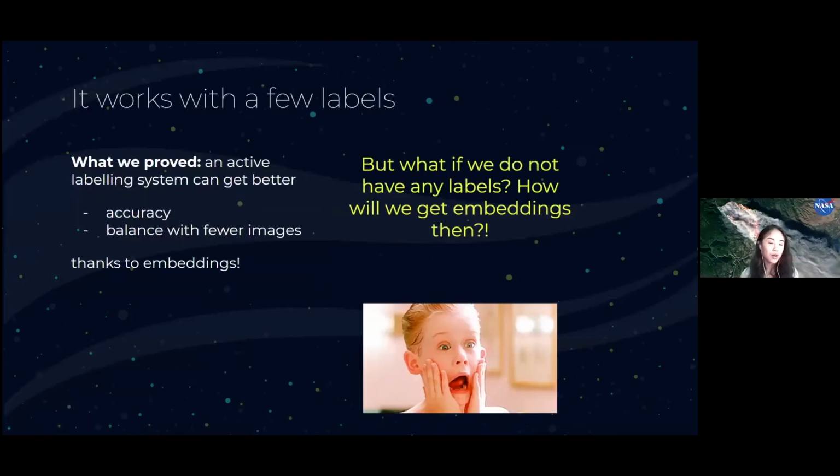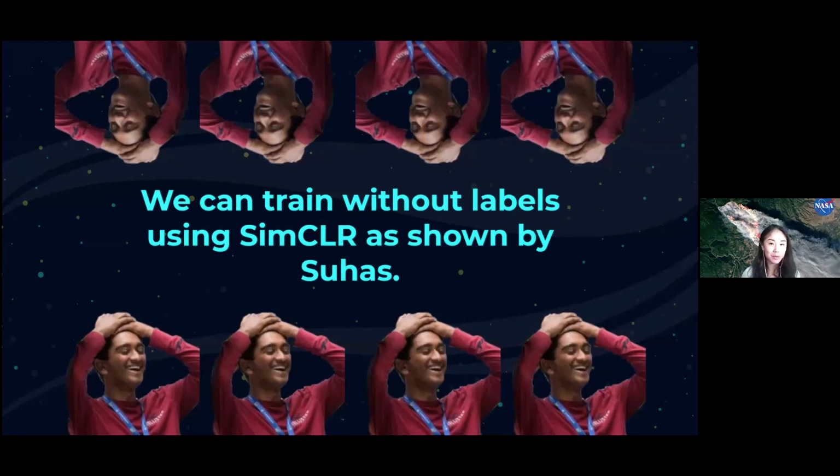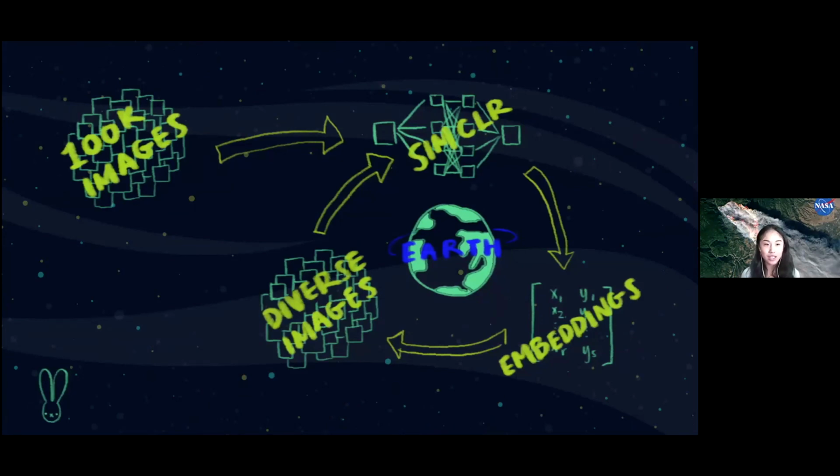But here, everything that we've proved so far is contingent on the fact that we've had a sufficient amount of labels. But you might be wondering, what if we had no labels at all? Then we would have nothing to train on, right? No, Suhas actually showed us that we can train without labels using SimCLR. So you can simply use the embeddings that we get from SimCLR to create a balanced data set as well. So without any labels, it actually is still possible to balance the data set using what we have done using embedding logic.